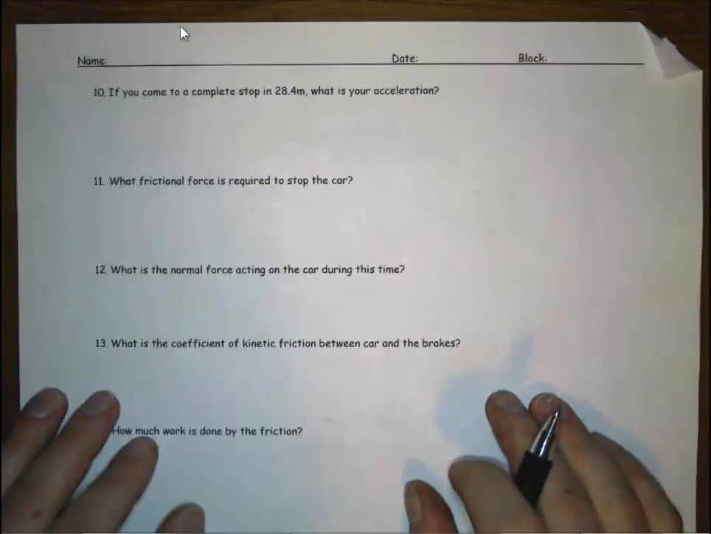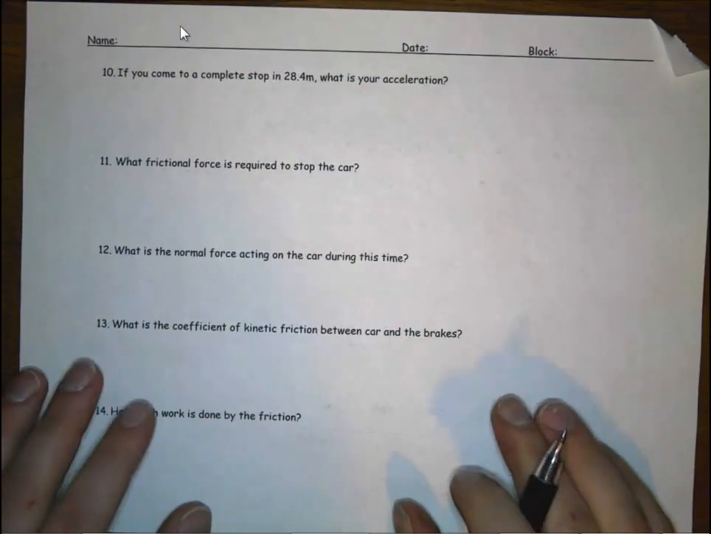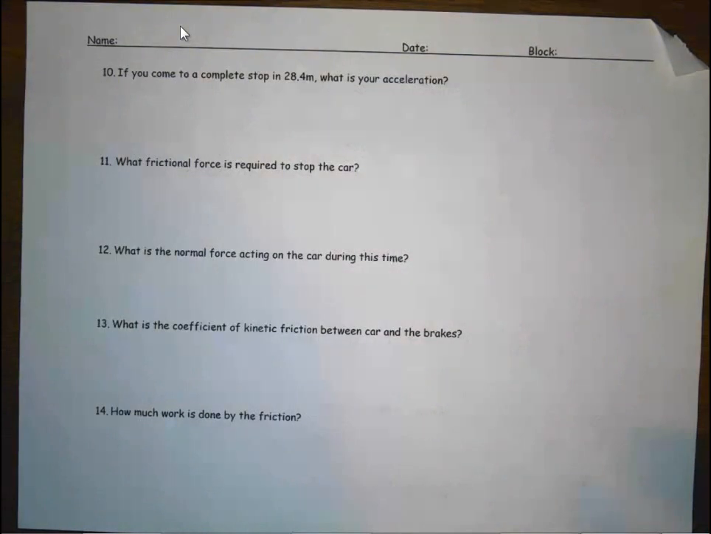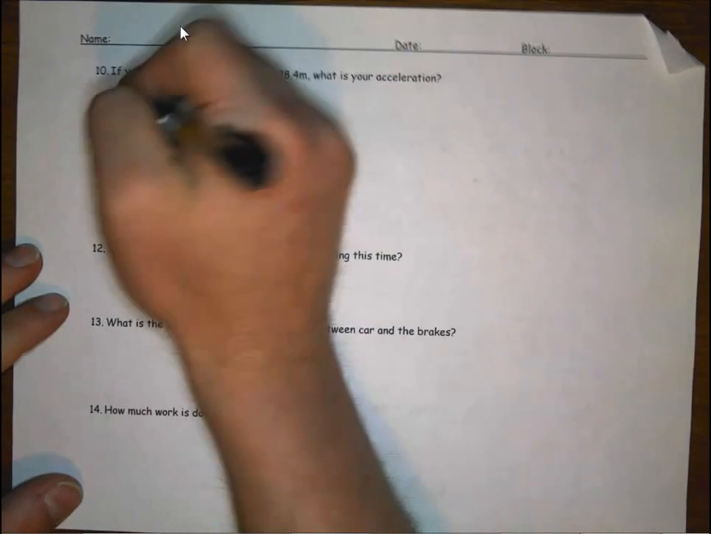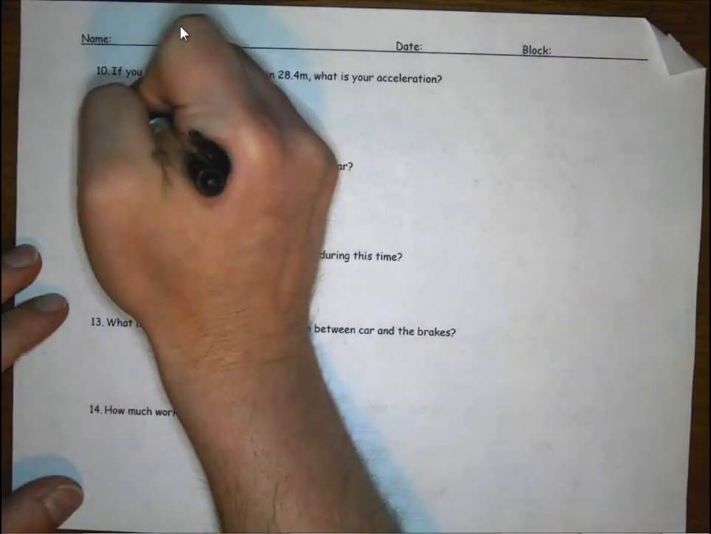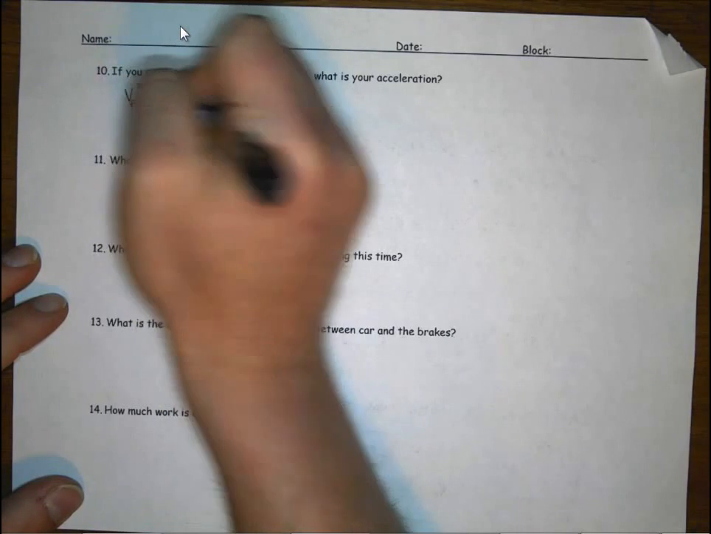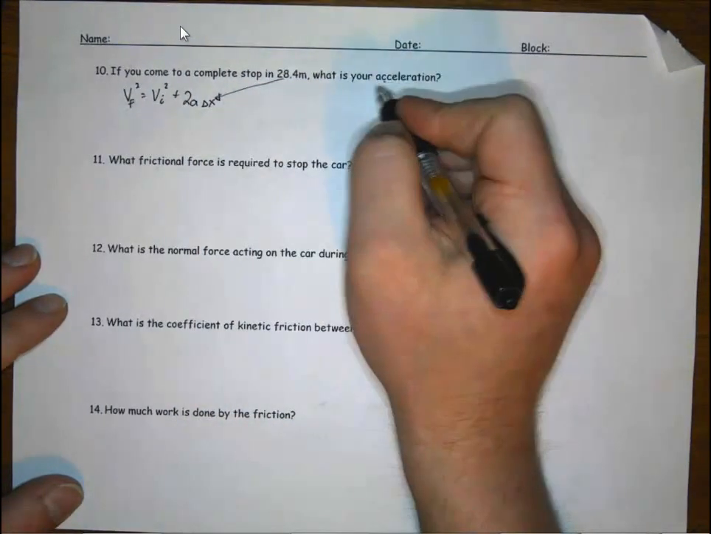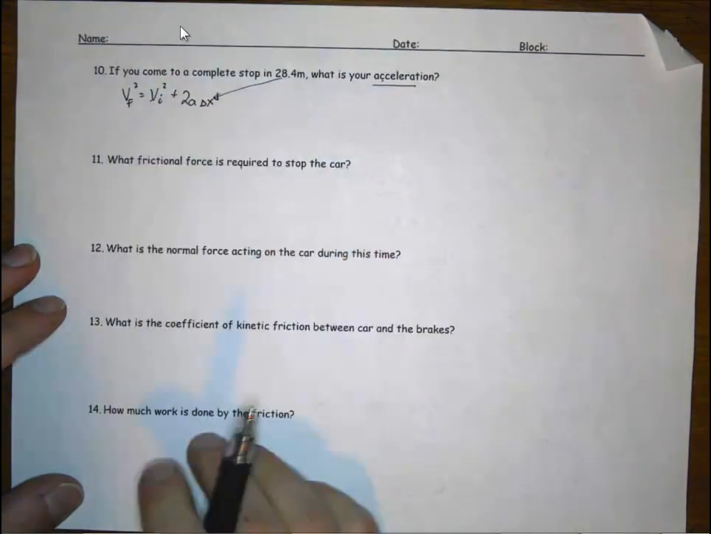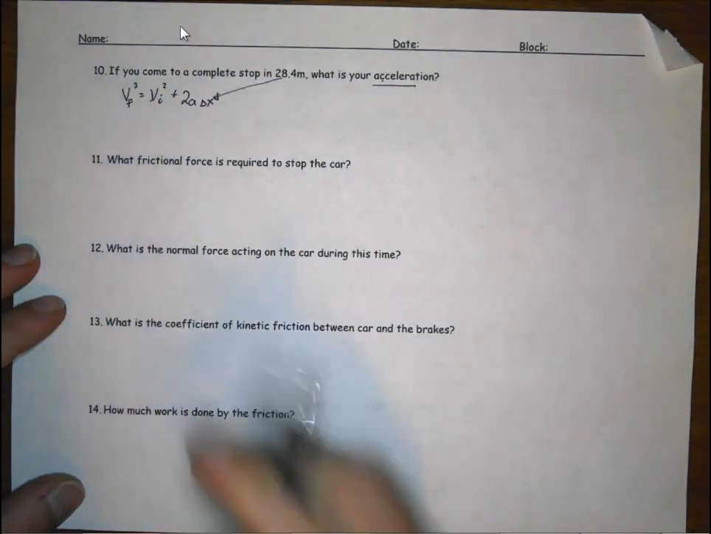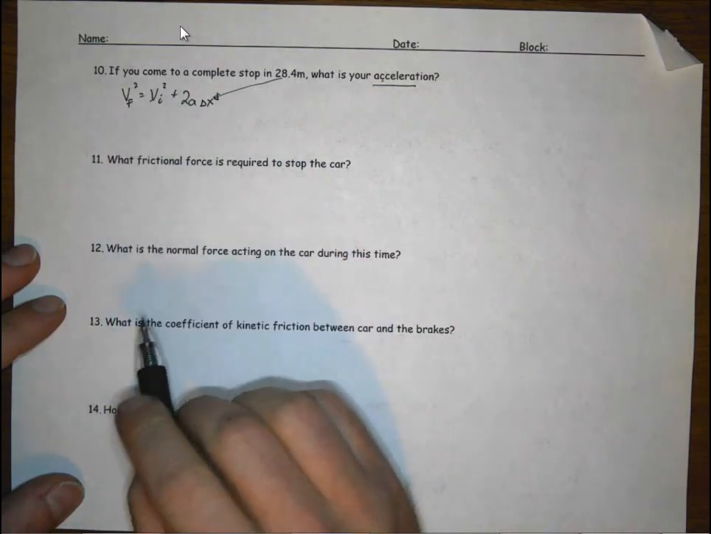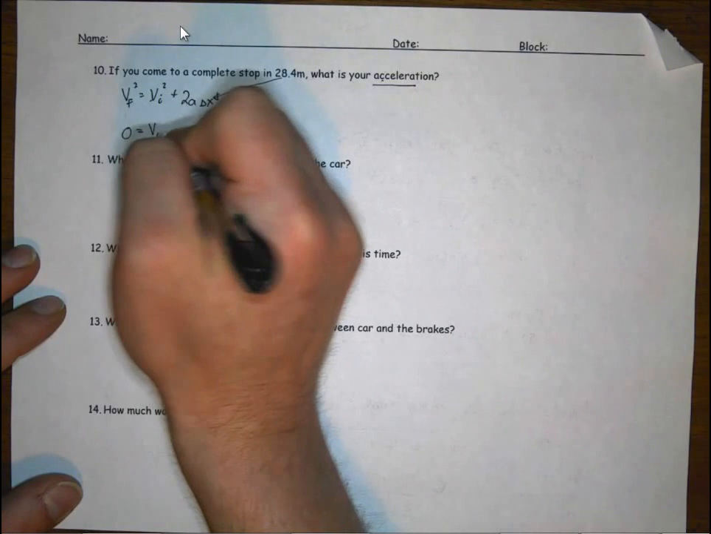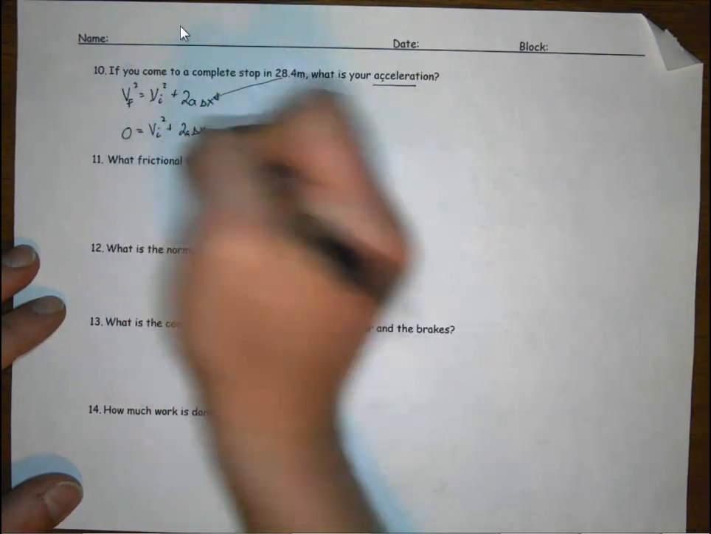Moving on, I'm now looking at number 10. And it says if I come to complete stop in 28.4 meters, what is my acceleration? Now this is a kinematics problem. What I'm going to use is v final squared equals v initial squared plus 2a delta x. Now I know my delta x is this, 28.4 meters. I'm looking for my acceleration, and I know my initial velocity that was given to me in the previous problem, and my final velocity is going to be 0. So I'm going to have 0 equals v initial squared plus 2a delta x. And let's go ahead and solve for a.